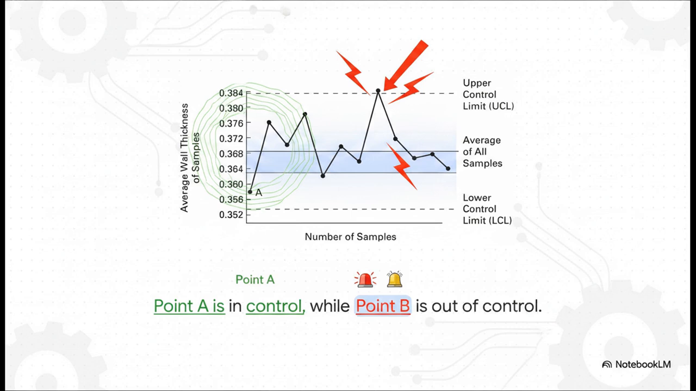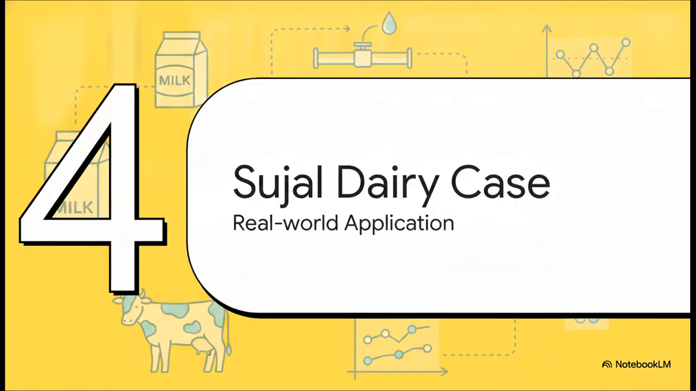When your data hits a point like that, it's your definitive signal to stop the line, gather your team, and figure out what went wrong. All right, part 4, case study on Sujal Dairy. Let's look at a real-world application to see how this translates into tangible problem solving.